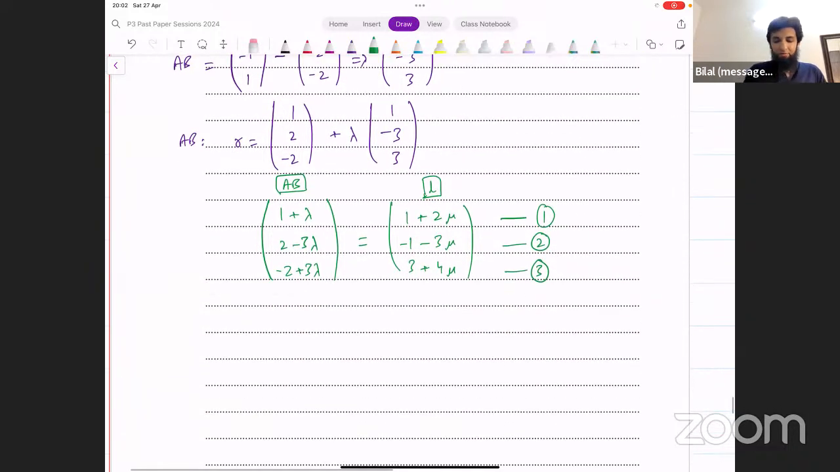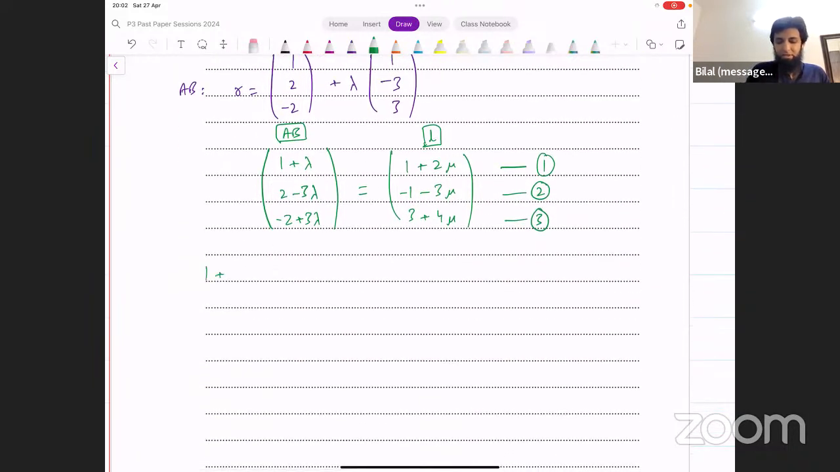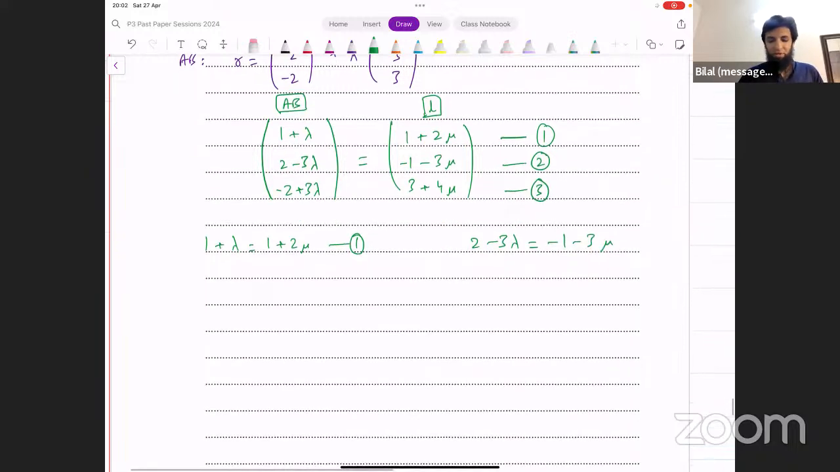Now, what do we get? What do we do for that? We just make two equations: 1 plus lambda equals 1 plus 2 mu. That's one equation. Then we have 2 minus 3 lambda equal to minus 1 minus 3 mu. We solve these two equations simultaneously. What do we get from that? Lambda equals 2 mu from the first equation. Put that in the other equation. Let's input lambda equals 2 mu there.